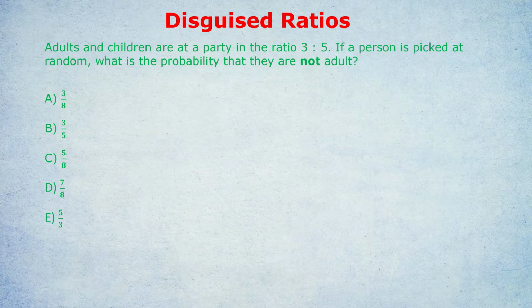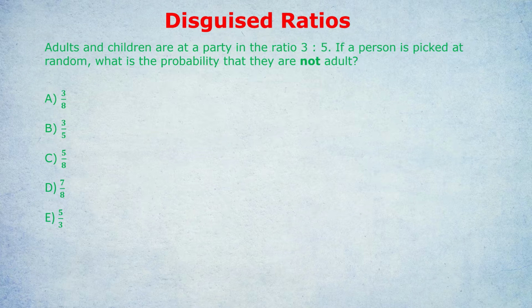This is a disguised ratio question. Let me explain. Adults and children are at a party in the ratio 3 to 5. If a person is picked at random, what is the probability that they are not adult? In other words, what's the probability that they're children? Now, I know that seems like a probability question because it's got the word probability, but really it's not. It's more like a ratio question.